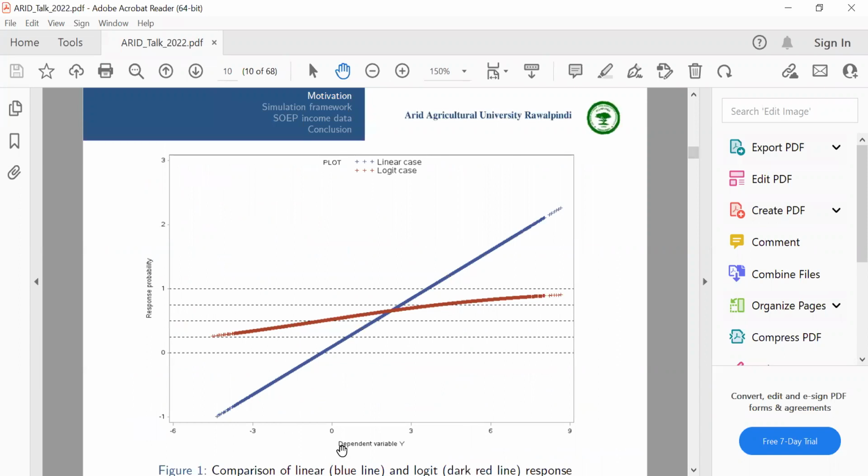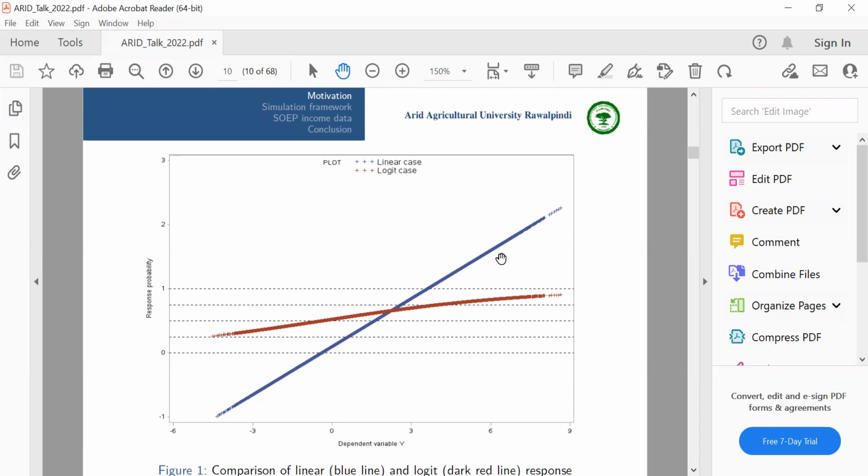You see that on the x-axis we have the dependent variable, and on the y-axis we have the response probability. This blue line is the linear response model, and this dark red line is the other model, which we will discuss later. That is our logit model. So you see that the range of this probability is between 0 and 1, and you know that probability is always between 0 and 1, but this line goes below 0 and above 1.